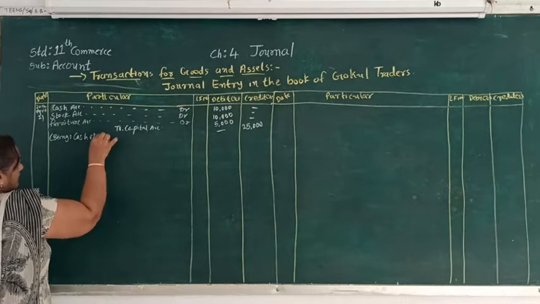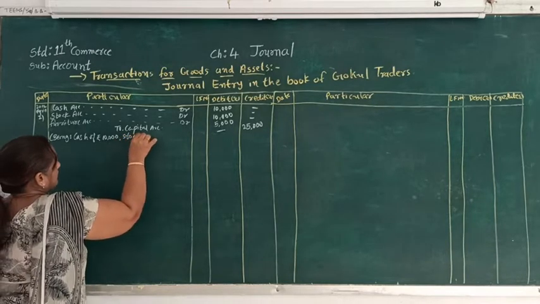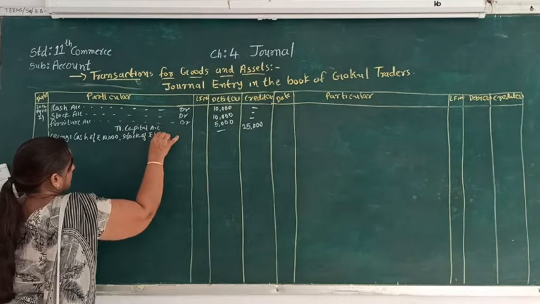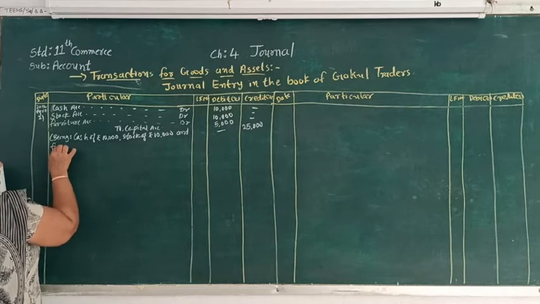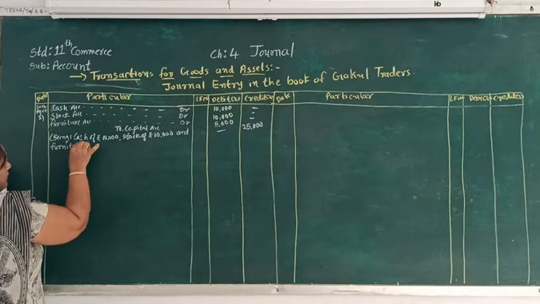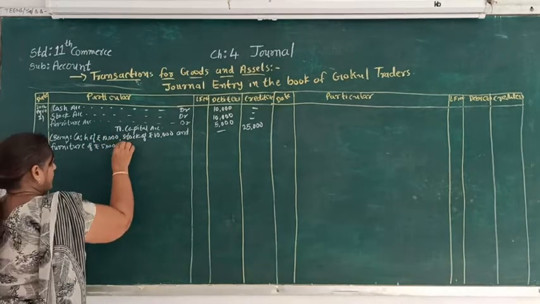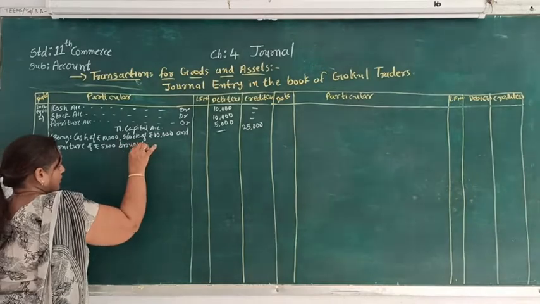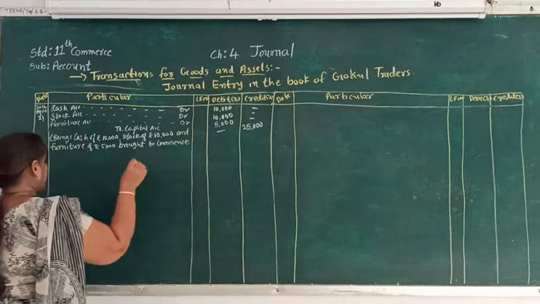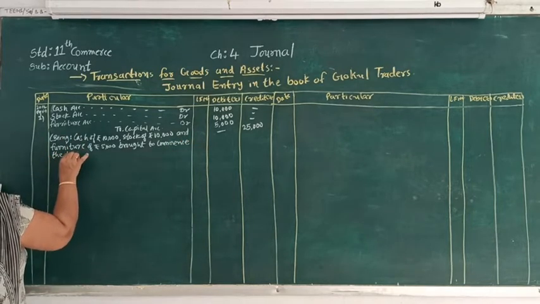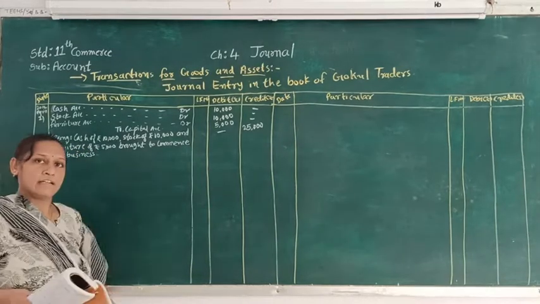Cash of rupees 10,000, stock of rupees 10,000 and furniture of rupees 5,000 brought to commence the business. So this was the first journal entry.